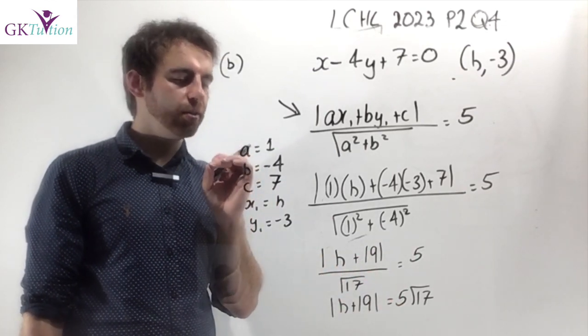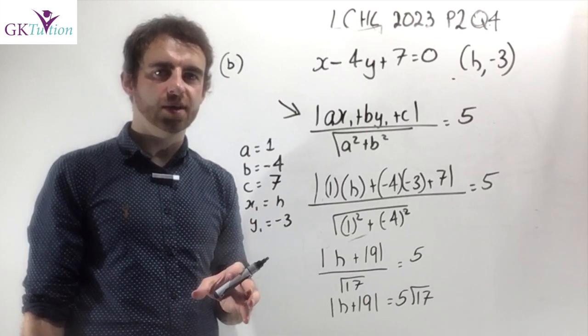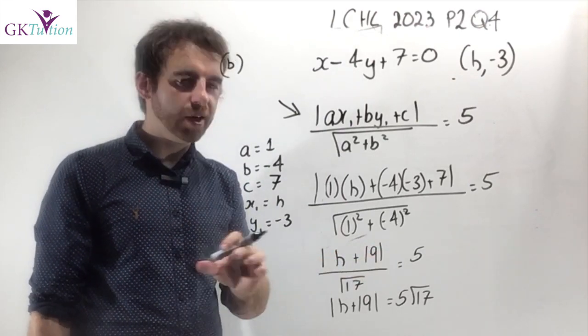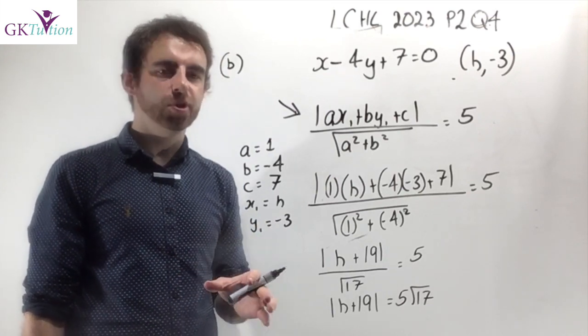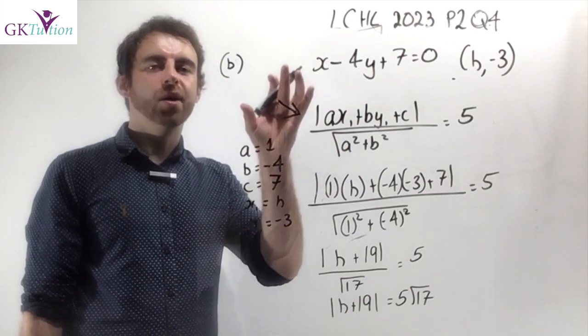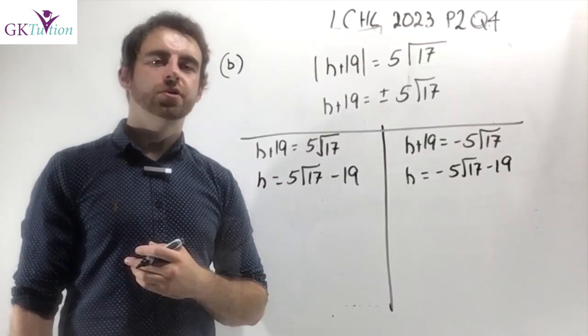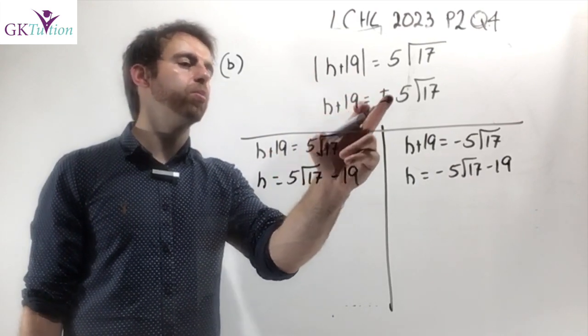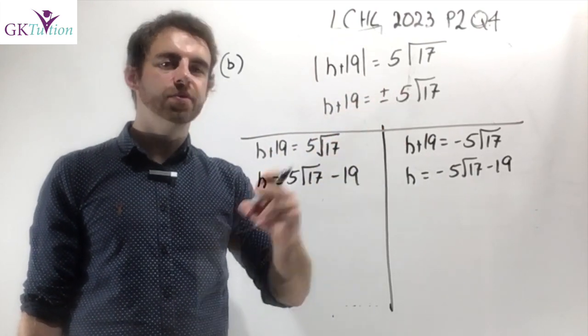So it's not advisable here to square both sides. If we square both sides, it's going to be really, really tricky to work it out. It's much easier here. We're just going to put plus or minus in front of the right hand side, and we'll be finished this question in 2 lines. So to finish this one off, to get rid of your modulus signs, you can just put plus or minus in front of the 5 root 17.